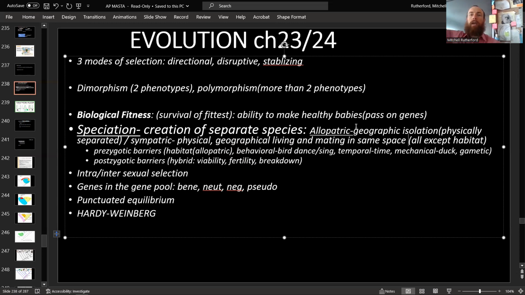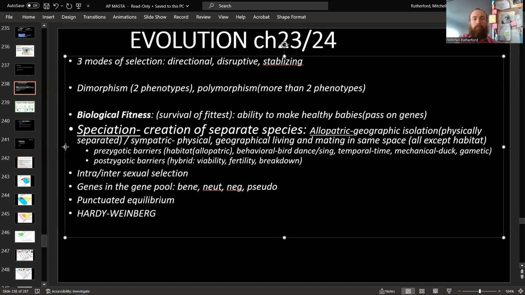But we can have horses and donkeys. They live in the same area, but maybe they, I don't know exactly what their difference is, but they live in the same space, but they start to become separate species. That's where you start to go to the pre-zygotic barriers: behavioral, temporal, mechanical, or gametic, okay?